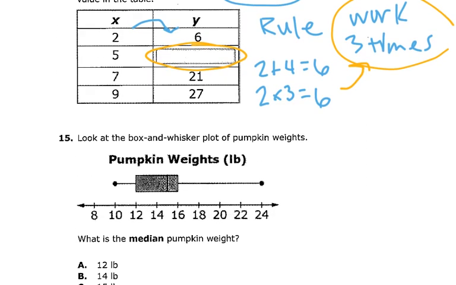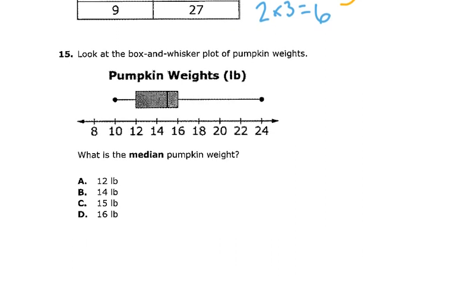And number 15. Look at the box and whisker plot of the pumpkin weights. What is the median pumpkin weight? 12 pounds, 14 pounds, 15 pounds, or 16 pounds? So you have your number line. It's going up by 2s. Pay attention to that. And then you have to figure out which one of these is the median. Which one of those dots. We've done this. It was right before we took our break, so you guys should remember this.